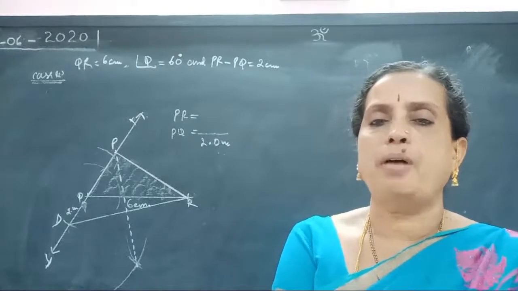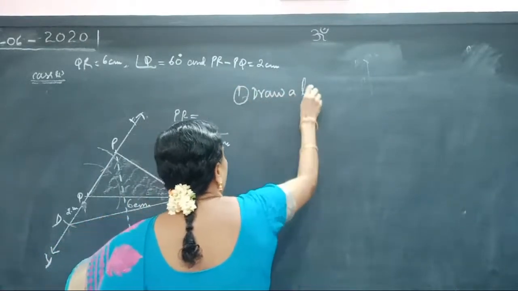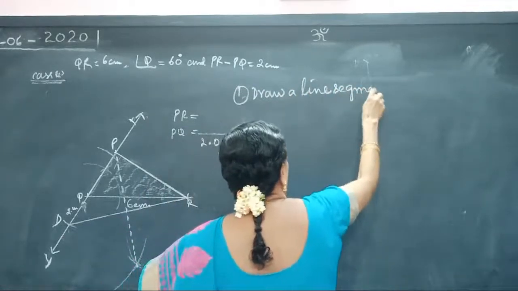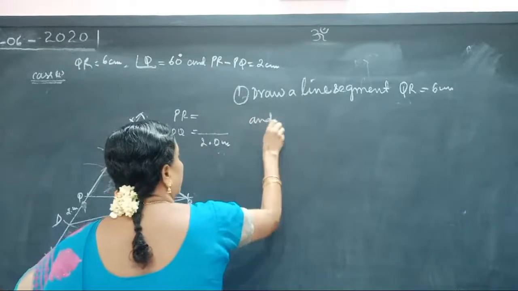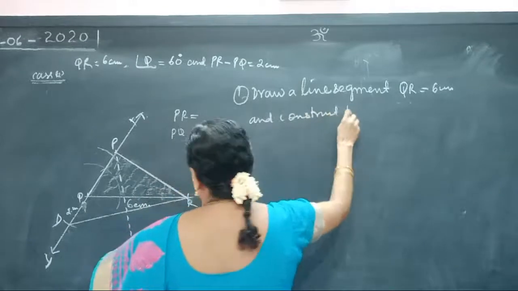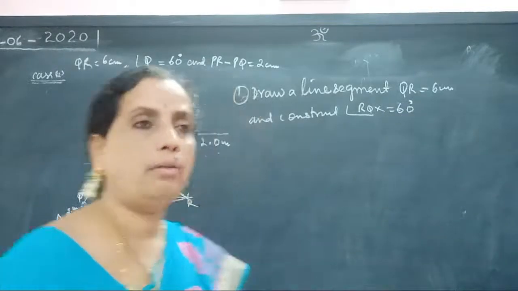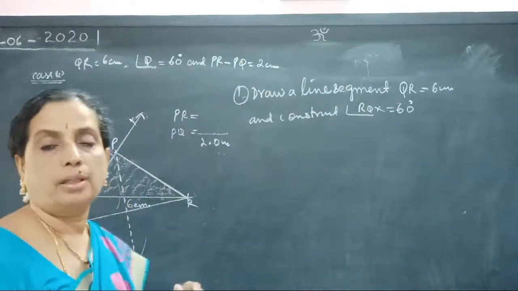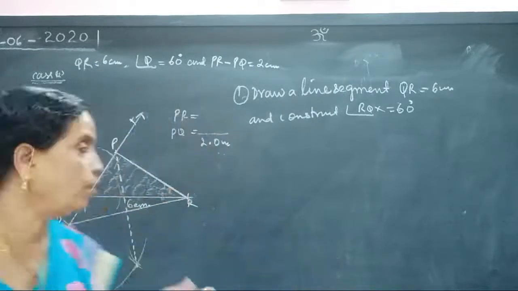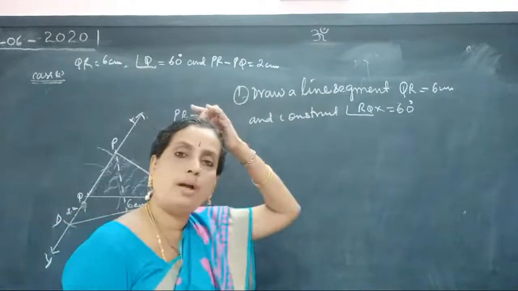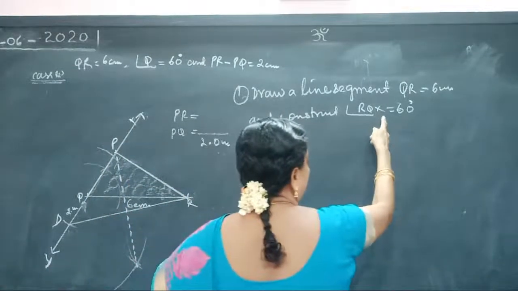Now write up its steps of construction. Step 1. Draw a line segment QR equals 6 centimeter and construct angle RQX equals 60 degree. So this is type 2 where you have the difference right minus left. In the previous construction the difference was left minus right. Got the difference? For right minus left you have to extend it downward. Otherwise directly as usual, what we use for addition, sum of the two sides given, that procedure only. Construct angle RQX equals 60 degree.